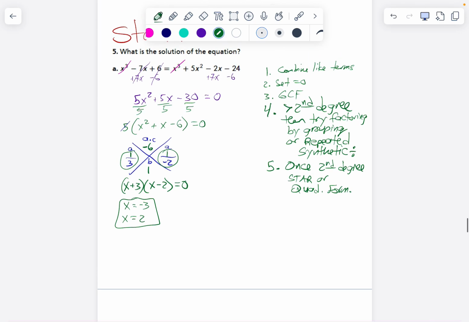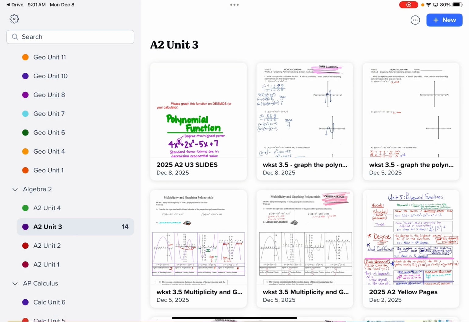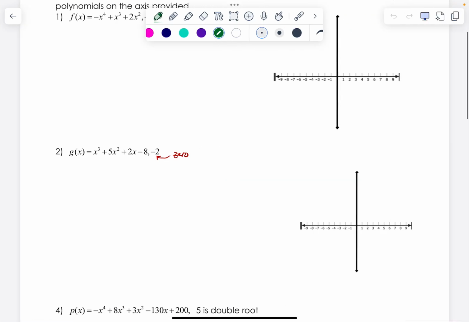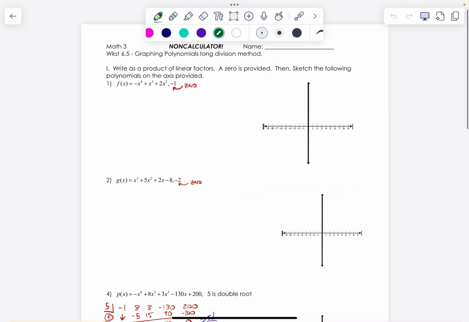Before we do that, though, let's look at some of your homework problems. And which ones do you want me to do? We'll check all of them. Which ones do you want me to do, though? Okay.